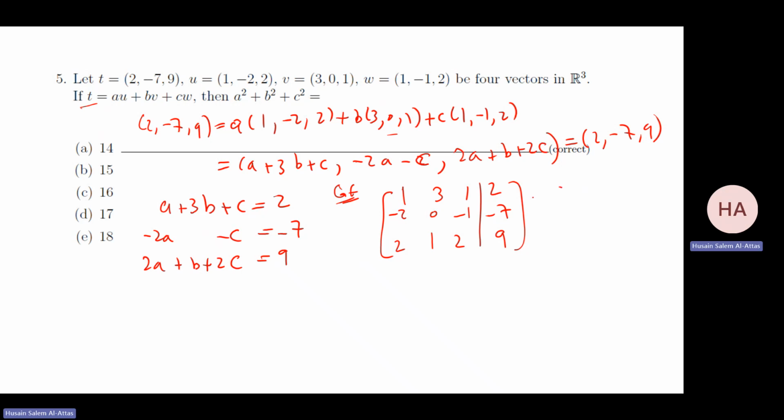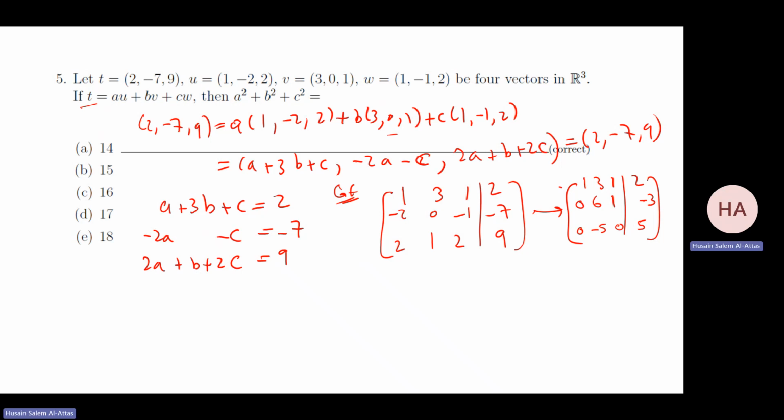Okay, so multiply by, let me do it right away. I think it's very clear. 1, 3, 1, this is 2. Multiply by 2 and add, that is 0. That is 6. 2 and add, that is 1. 2 and add, minus 3. Minus 2 and add, that is 0. Minus 2 and add, that is minus 5. Minus 2 and add, that is 0. Minus 2 and add, that is 5.